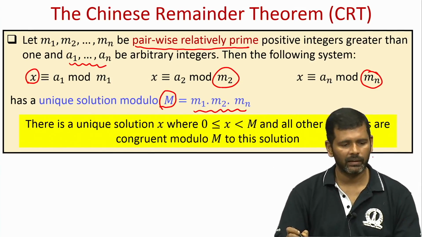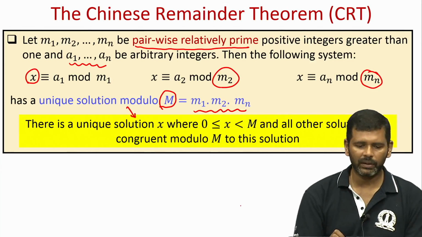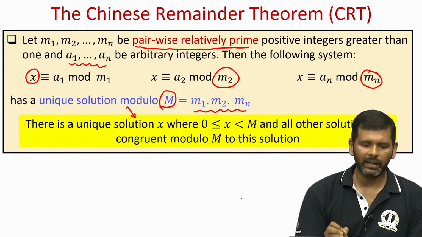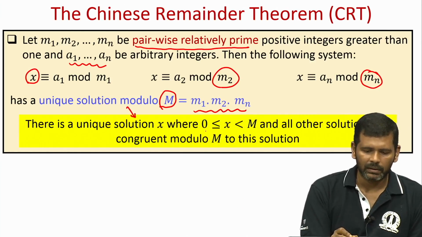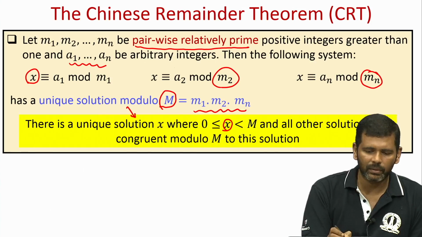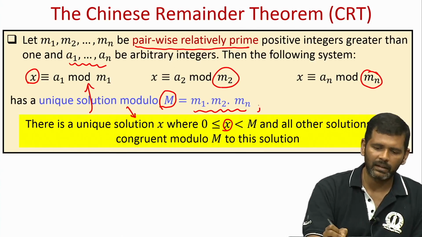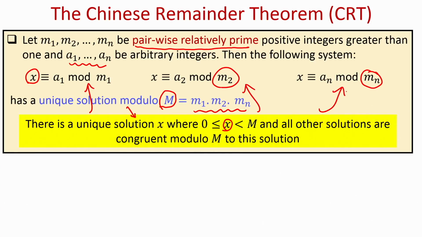In other words, what does unique solution mean? By unique solution, I mean that there is only one value of x in the range 0 to m which simultaneously satisfies all the n linear congruences. But that does not mean there is only one solution. There is only one solution in this range, but there can be other solutions as well outside this range.